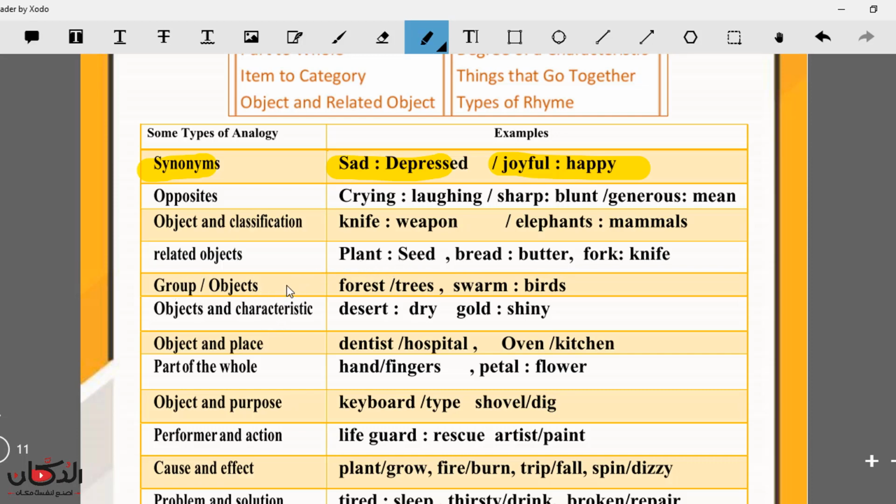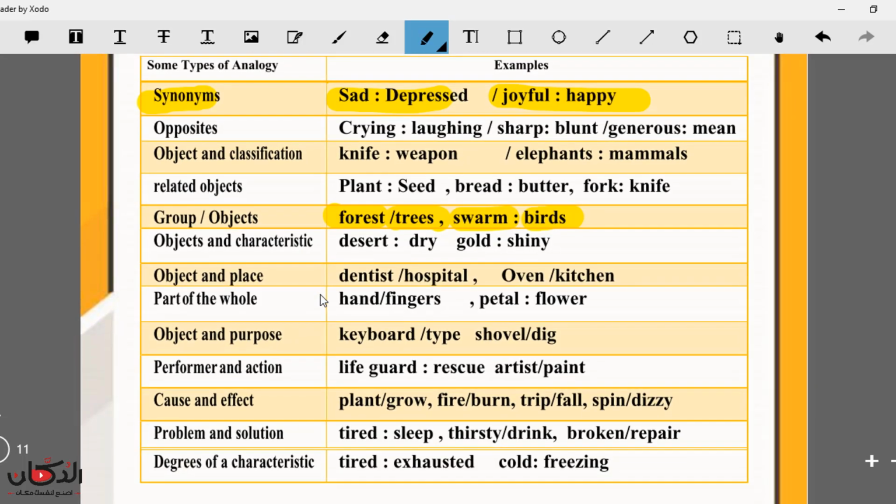Group and objects. If I have some trees, there will be a forest. If I have a group of birds, it is called a swarm. That's another kind of relationship. Objects and characteristic, like gold is usually shiny, desert is usually dry. Part of the whole, like hand and fingers. But take care, sometimes it comes the opposite way, like fingers and then hand, like flower and petal, or the opposite, petal and flower.